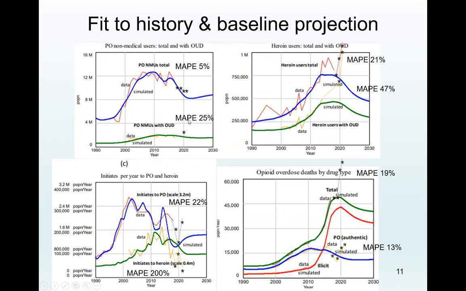If you look at the MAPE, it's mean absolute percentage error on this one. It's pretty high. But then we don't do so well over here on heroin users. Things just went off the rails in this category of drug users.